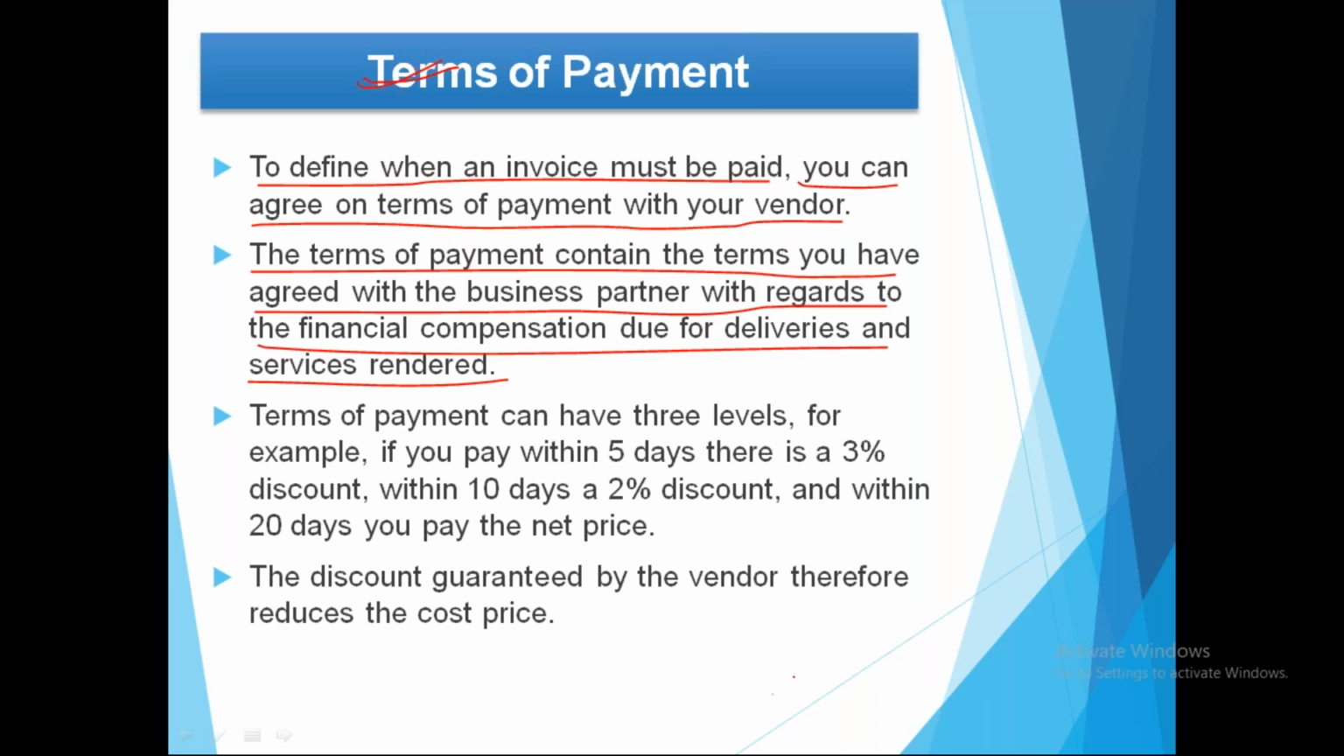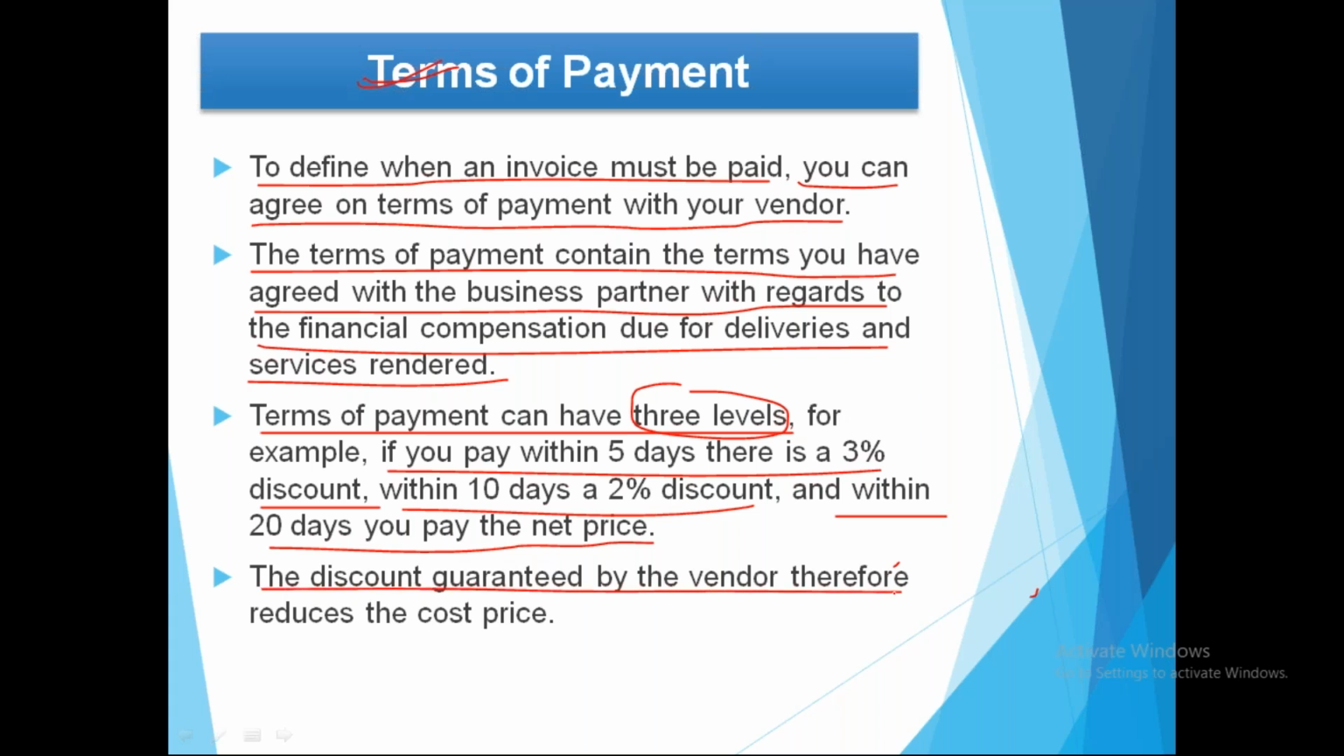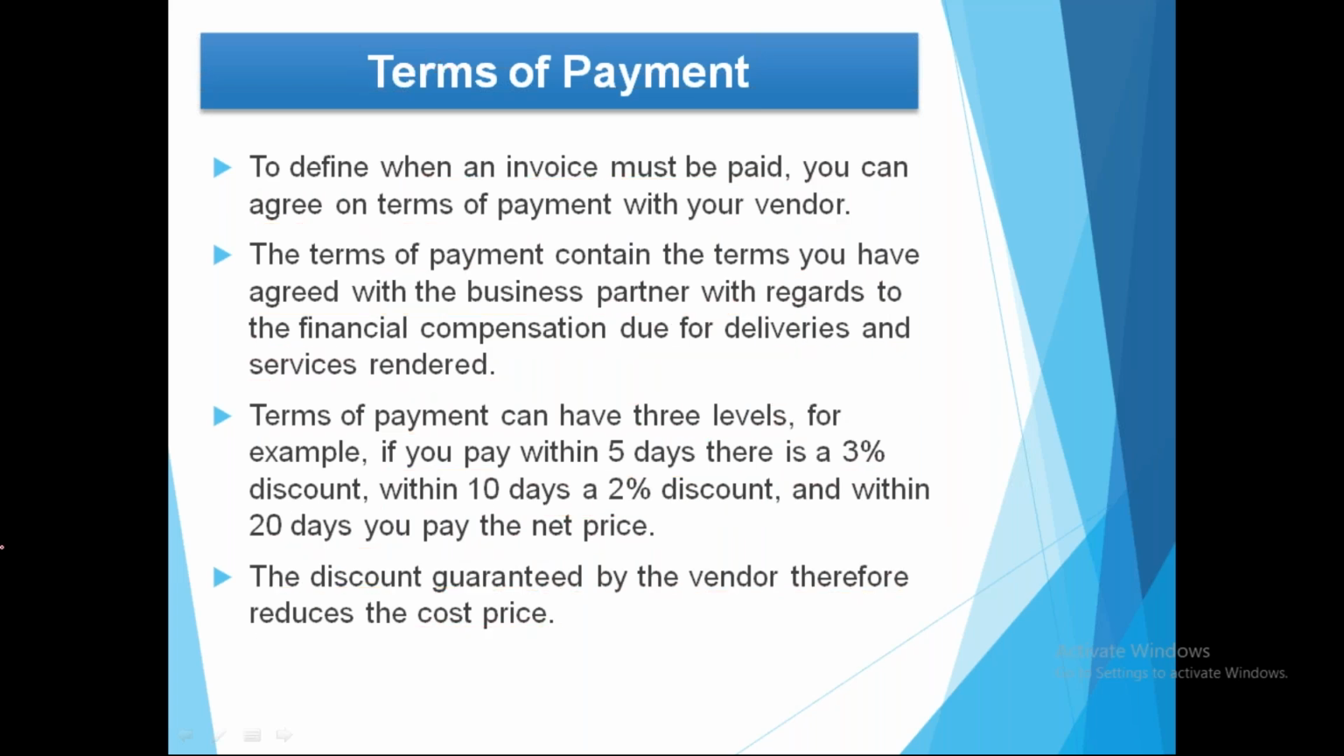Normally, terms of payment can have 3 levels. For example, if you pay within 5 days, there is a 3% discount. Within 10 days, a 2% discount, and within 20 days, you pay the net price. Basically, the discount guaranteed by the vendor reduces the cost price. So this is the terms of payment.